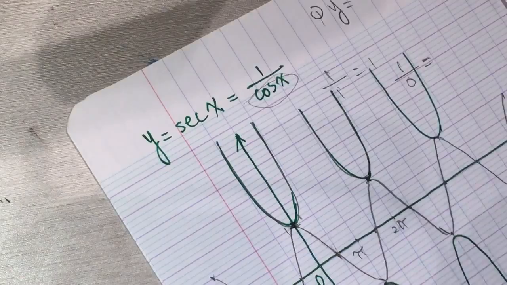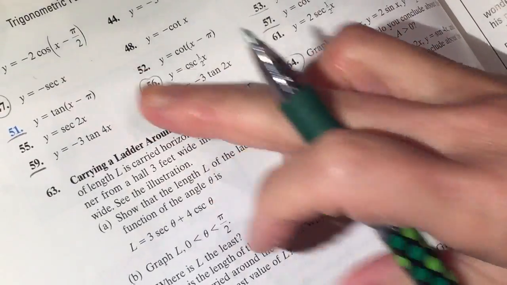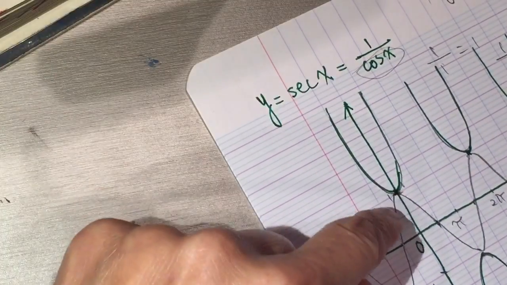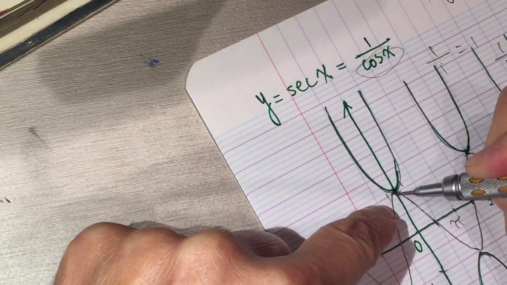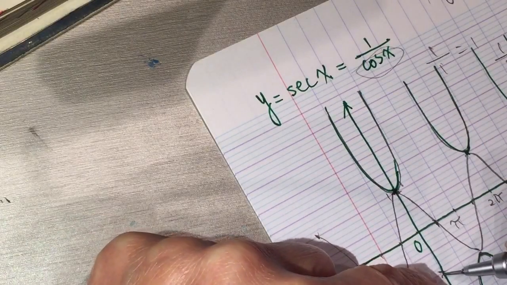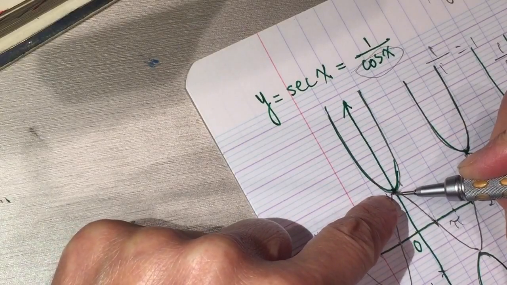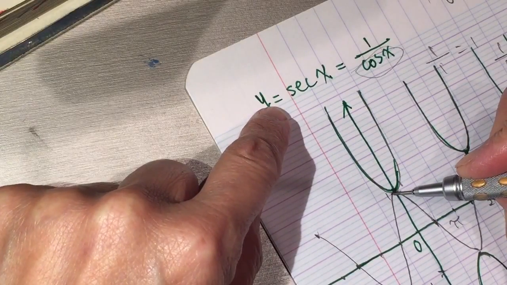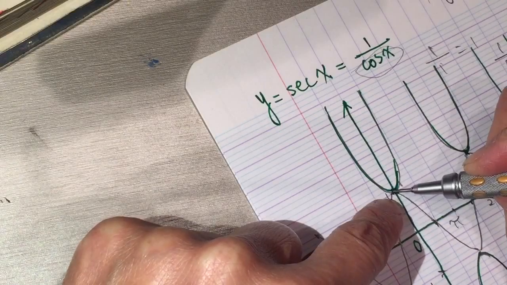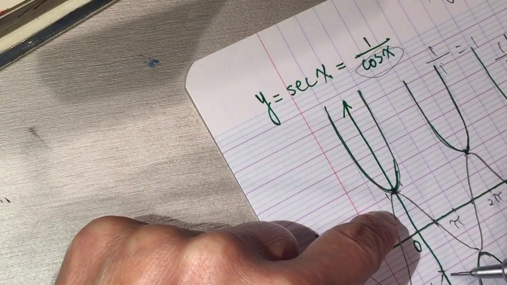And here we have a question, y equal negative secant x. What do we do? We flip it over. The negative is -1. When the y value is +1, you need to put it on the -1.